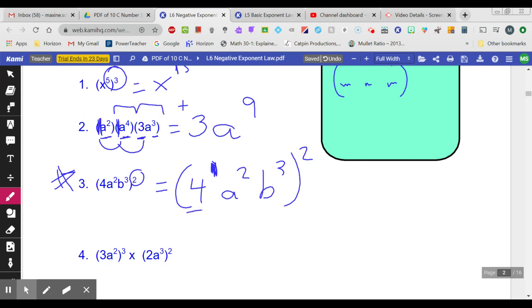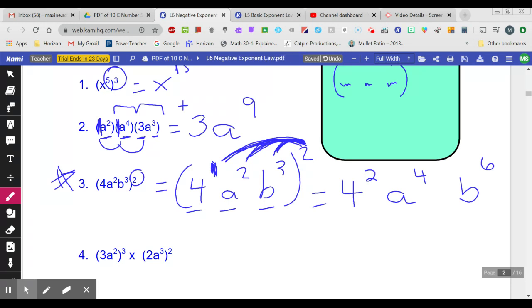Now you've got 3 bases. This 2 is going to affect everything. You're going to use the power rule on all of it. So remember, your bases do not change. So your bases are 4, a, b. And now you're going to go 1 times 2, 2 times 2, 3 times 2.